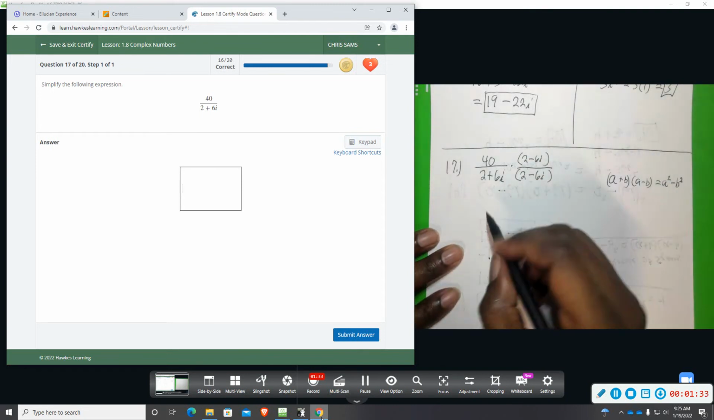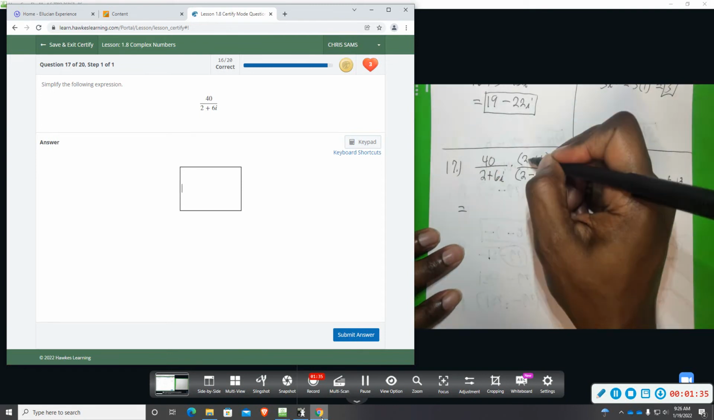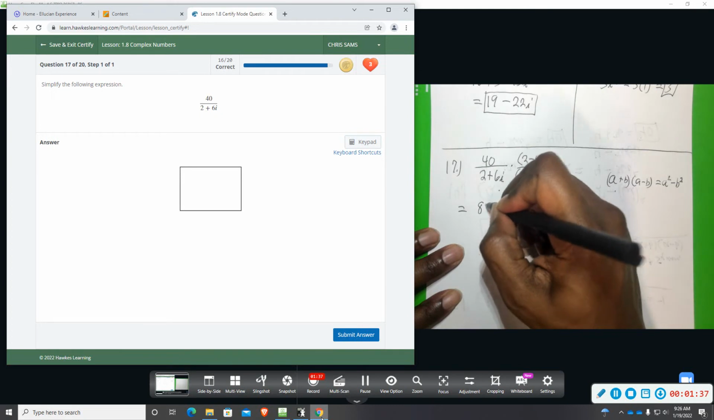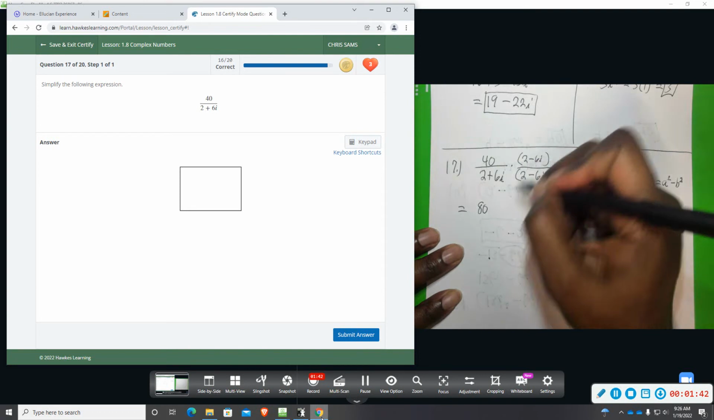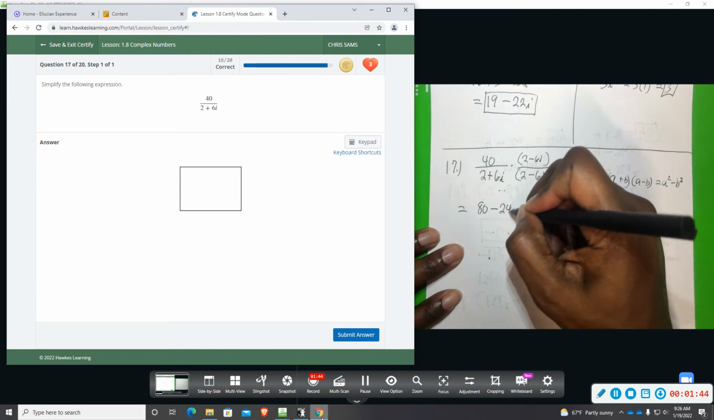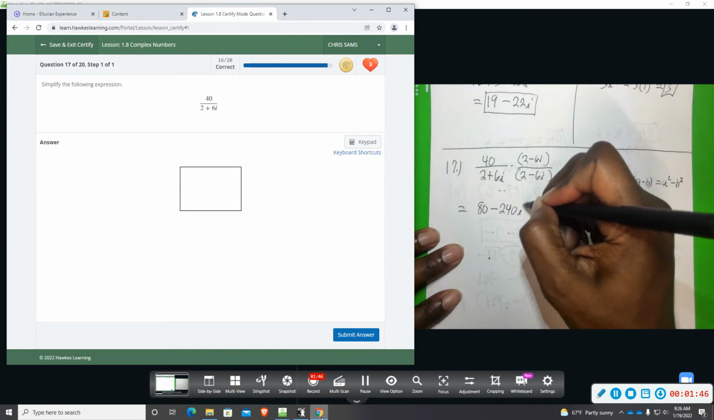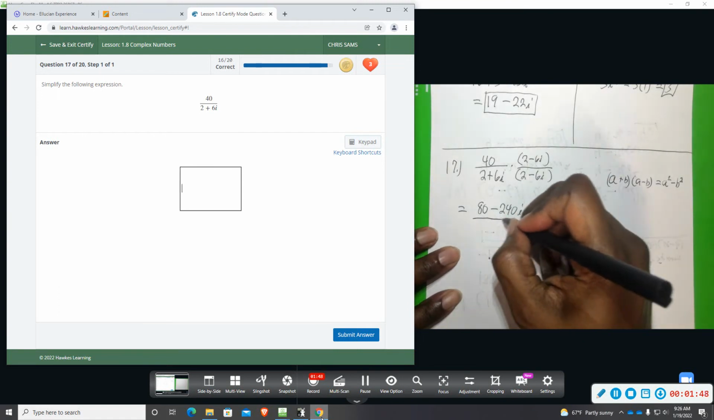Alright, so with the 40, I'm going to multiply 40 times 2. That's going to give me 80. 40 times 6, that's going to give us 240. It's going to be a negative 240i with that i there. So that's what I get for my numerator.